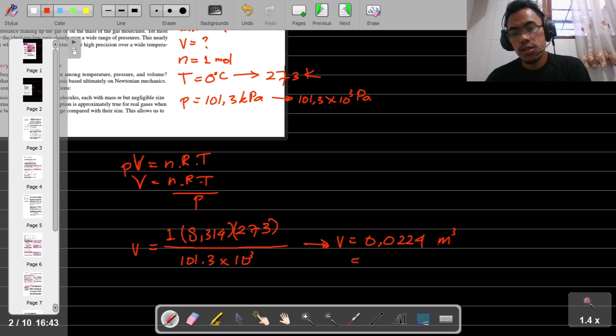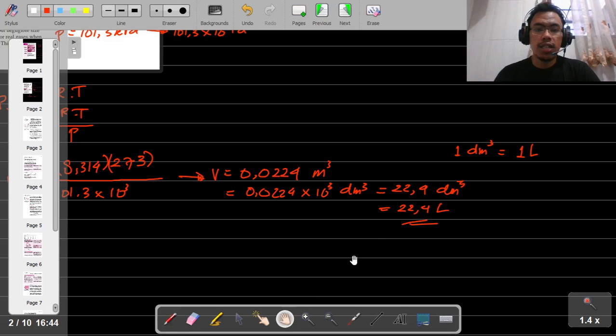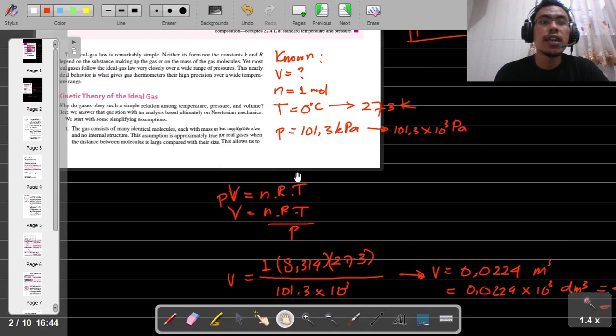Okay, and if I convert meter cube into decimeter cube, then I will get 0.0224 times 10 to the power of 3 decimeter cube, or it will equal 22.4 decimeter cube, and you can check, 1 decimeter cube equals 1 liter, so our volume of the gas can also be written as 22.4 liter.